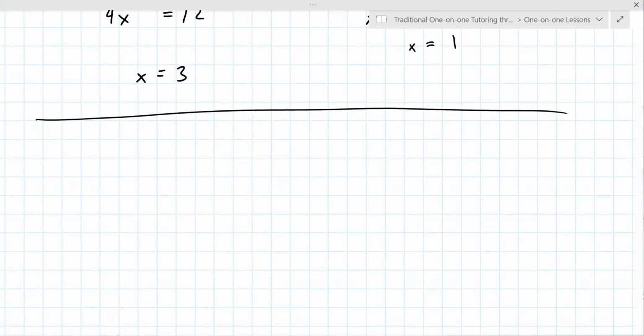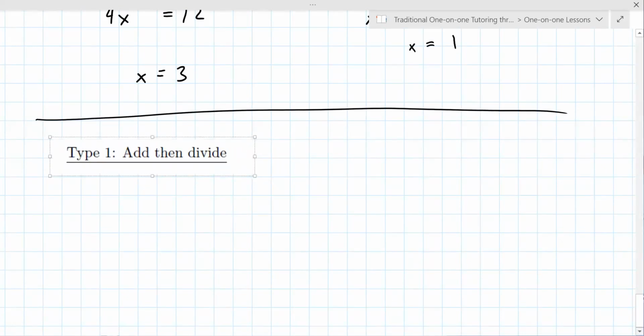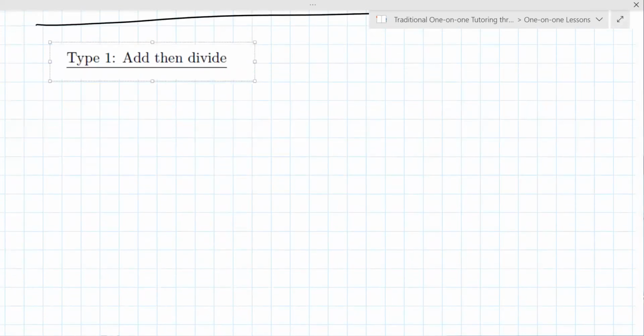Okay. Now, what I want to move us to, and where I think we're going to focus the rest of the time we spend today, is some two-step equations. There are 4 types of two-step equations that you will see forever and ever in math. The first one I call add then divide. So you literally do exactly what I just said. You add and then you divide.